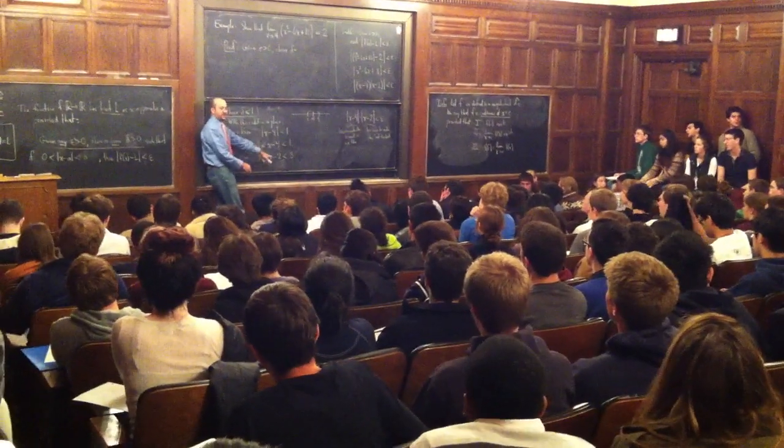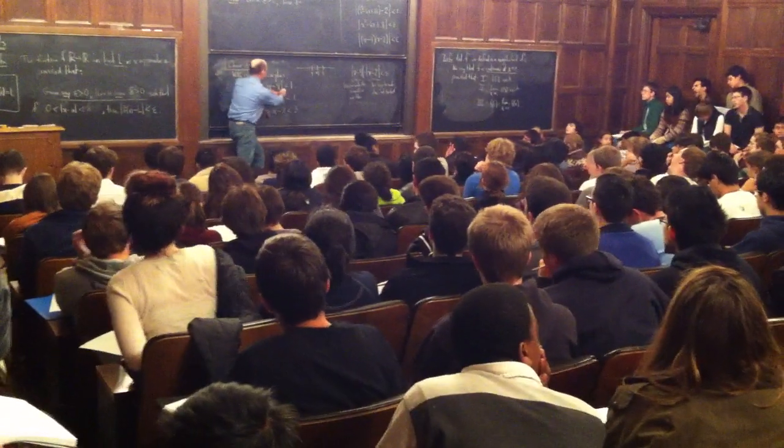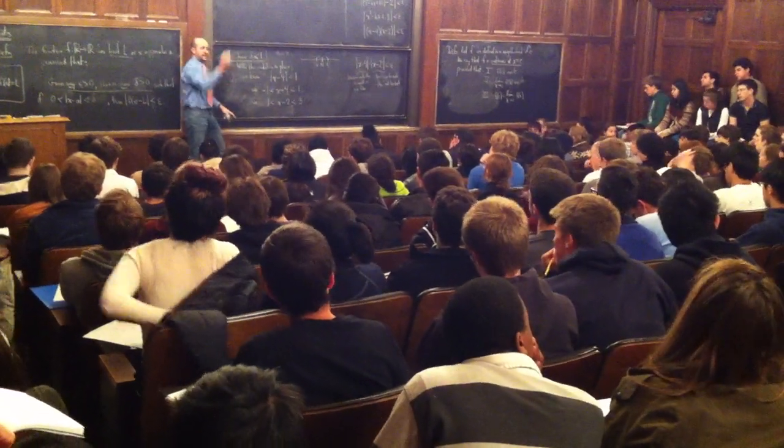Yeah? Choosing Delta less than or equal to 1, right? A little bit. Yeah, we'll talk about that in a minute, right? This is, we put this artificial extra condition out at the beginning. We could have chosen something else. Yep.